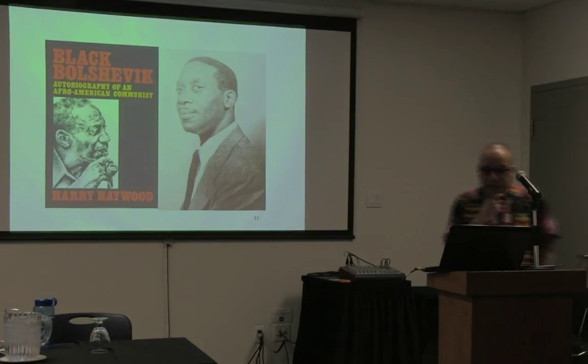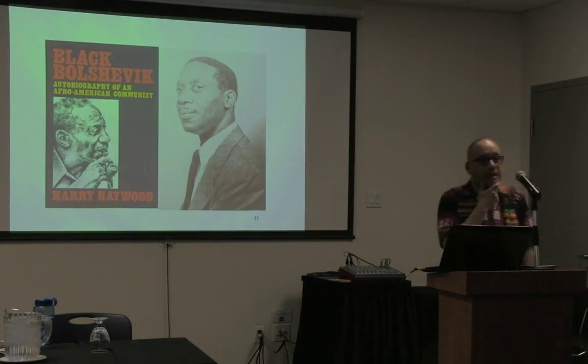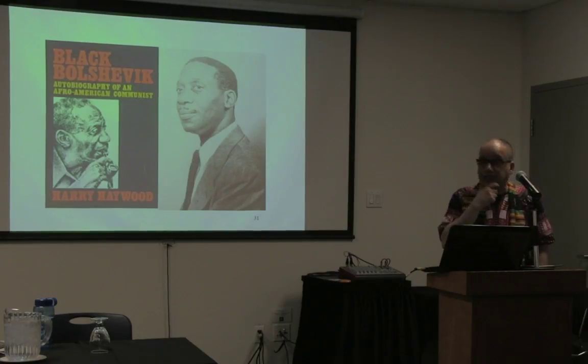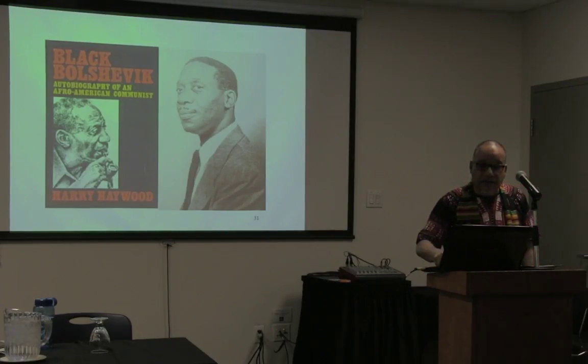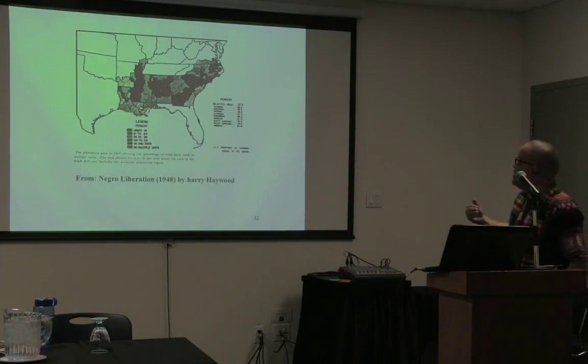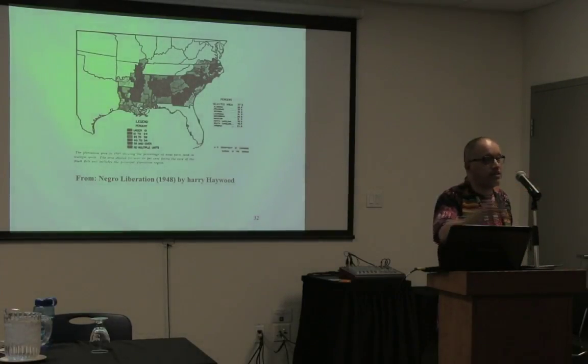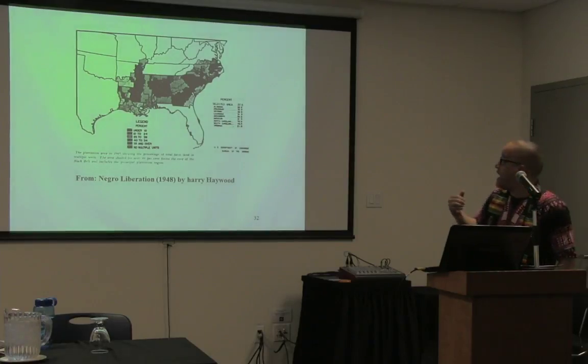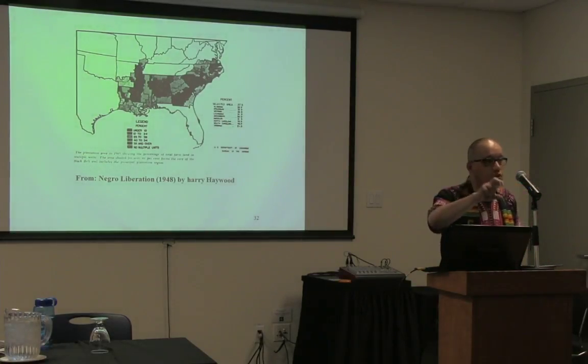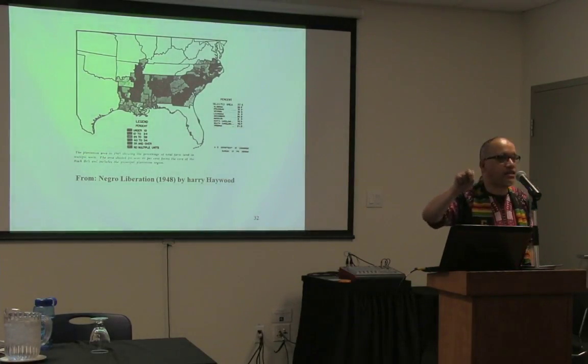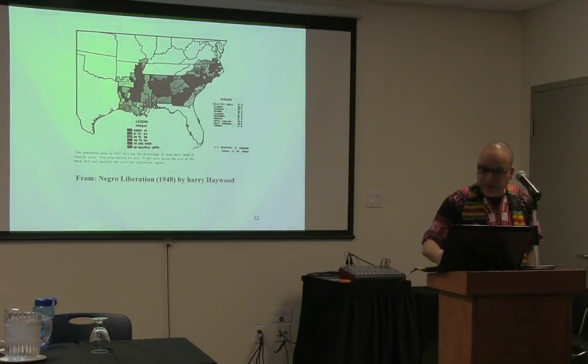We have here Harry Haywood. Harry Haywood was a member of the Communist Party, remained an uncompromising communist until his death. And he is one of the persons who articulated the idea of a black nation, right, that Garvey had spoken about. Did a lot of analysis that at one point in the U.S. South, there was a black nation that existed and that it should have self-determination.